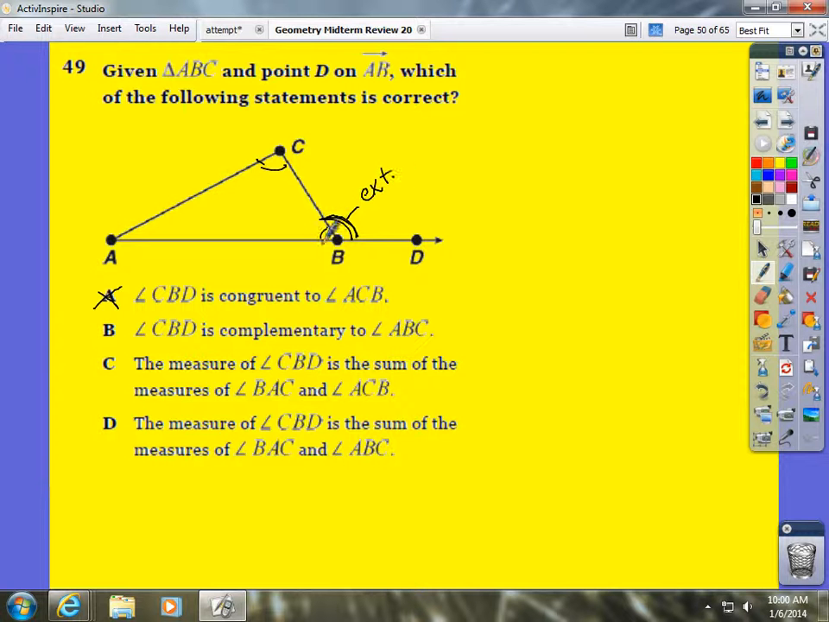CBD is complementary to ABC. That's this angle. They're not complementary, they're supplementary. They equal 180 degrees, so that doesn't work. CBD is the sum of BAC and ACB. That means you add those two up, you get your exterior angle, which is true.